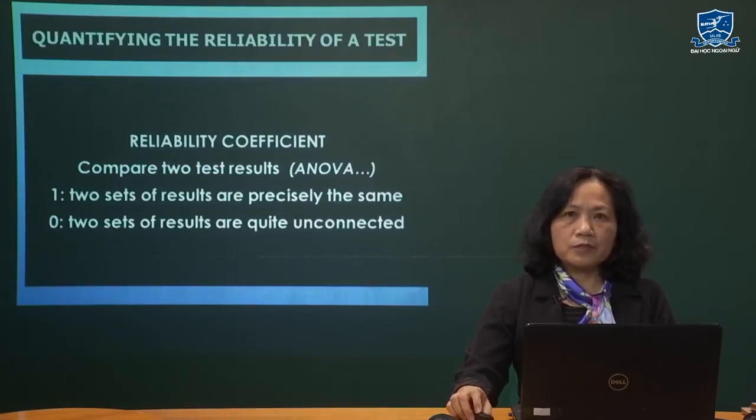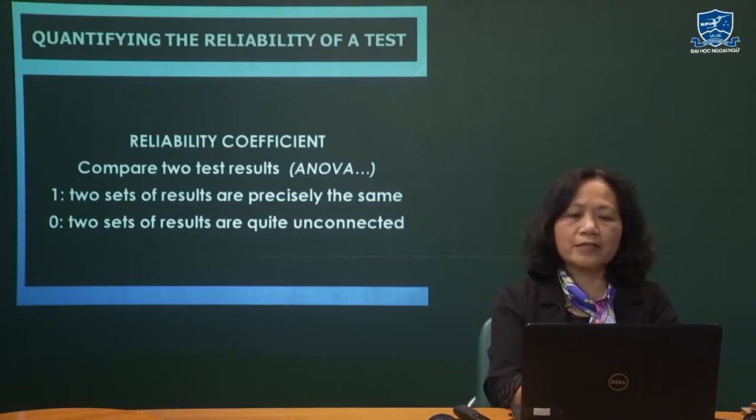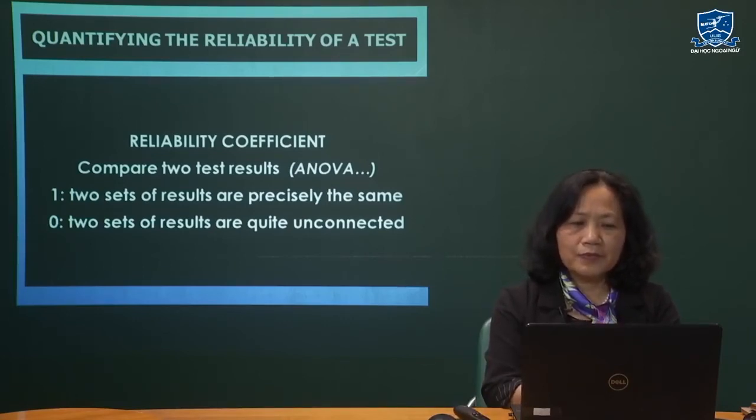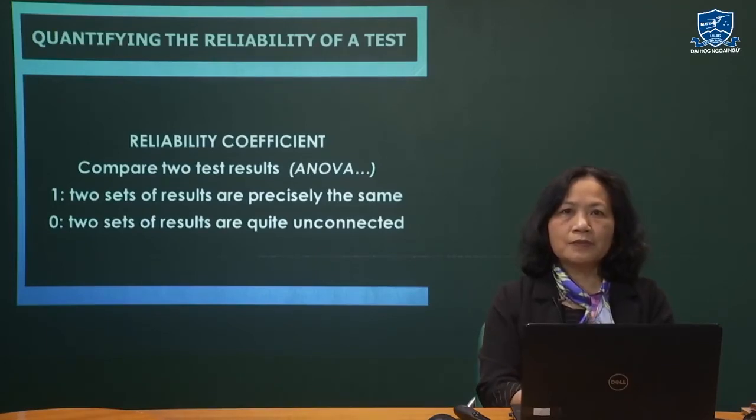That's about the factors. And how about quantifying the reliability of a test? So we know that in order to decide whether a test is reliable or not, we have to make a comparison between the two sets of scores. So the result of the comparison is what is called coefficient.